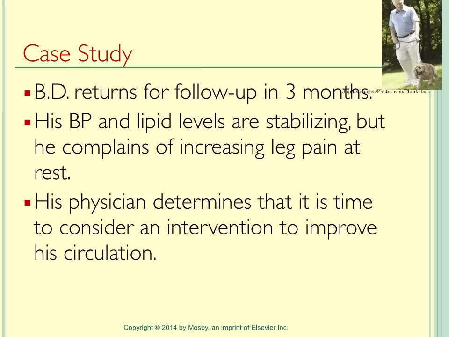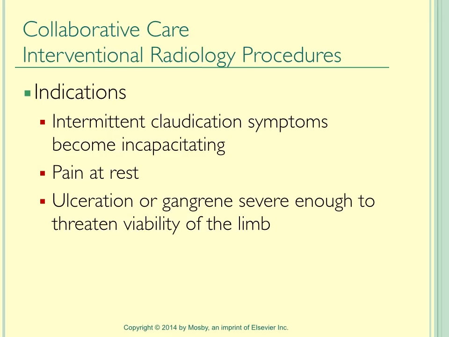BD returns for follow-up in 3 months. His BP and lipid levels are stabilizing, but he complains of increasing leg pain at rest. His doctor says it is time for him to consider an intervention to improve his circulation. So, what options does BD have at this point?